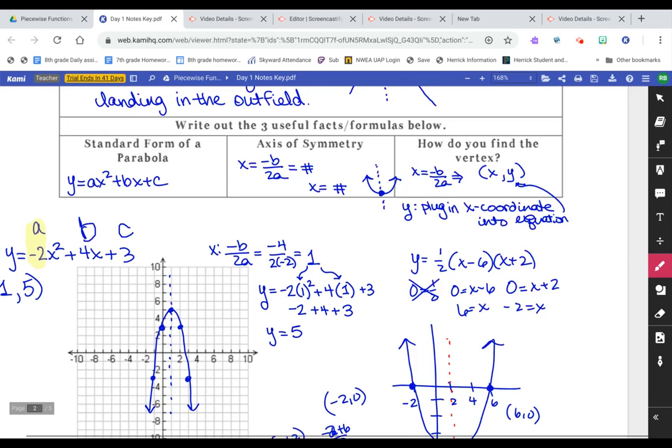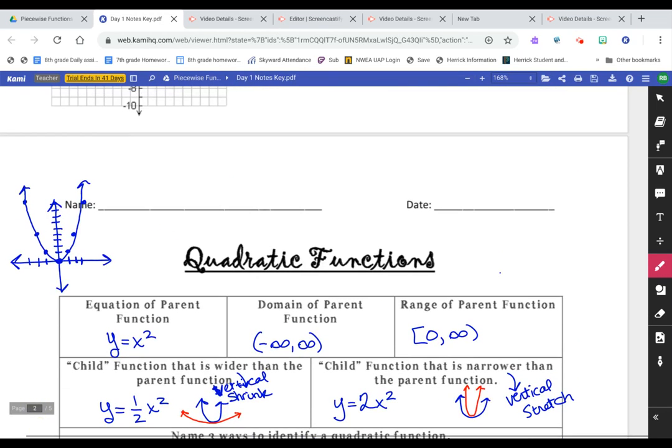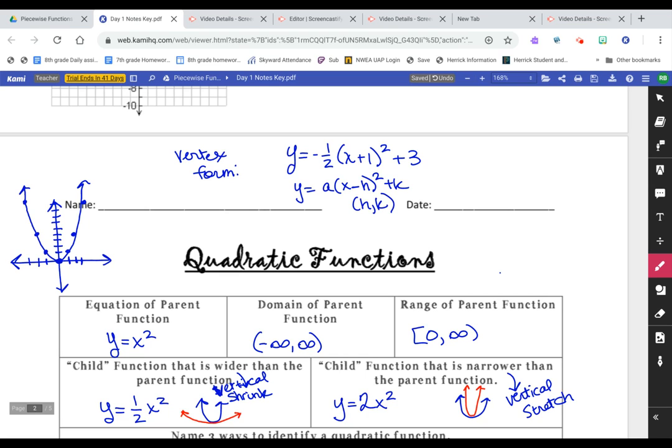One more form of a quadratic equation that may come up, and I'll put it up here, would be something that may look like this. Y equals negative 1/2 times x plus 1 squared plus 3. And this is called vertex form. The formula for vertex form is y is equal to a times x minus h squared plus k, where the vertex would be h comma k. So the vertex for this equation would be negative 1, positive 3.